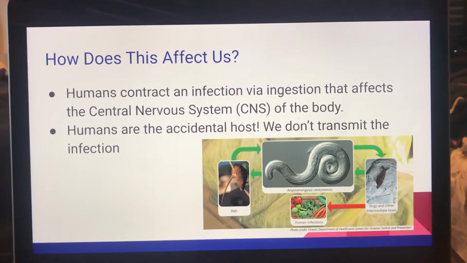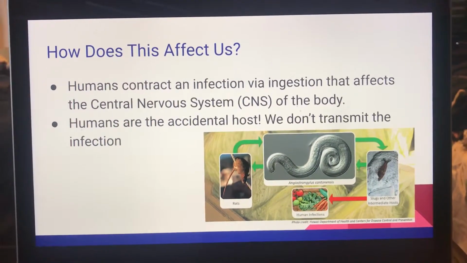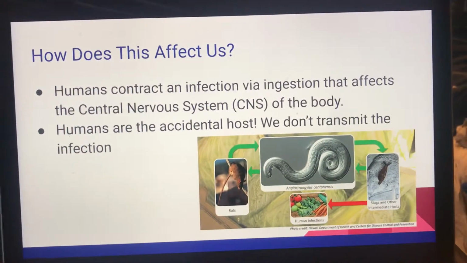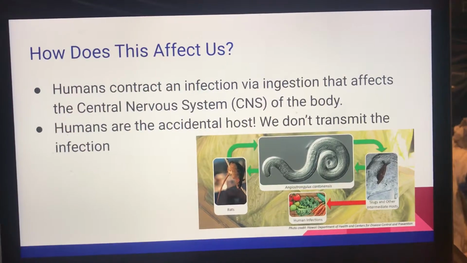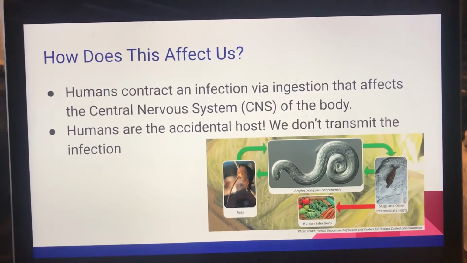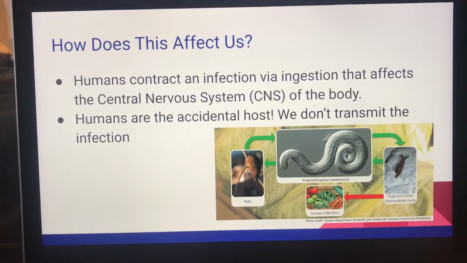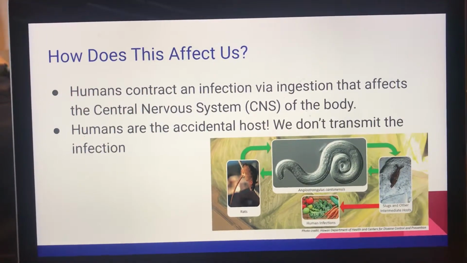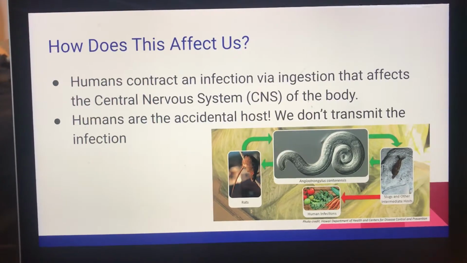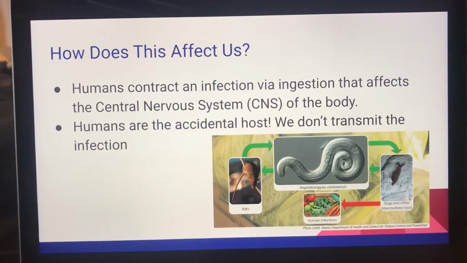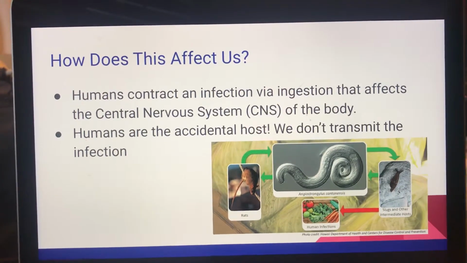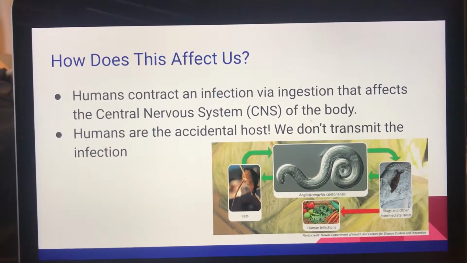Humans contract this via ingestion, and it affects our central nervous system. We are the accidental hosts. We don't transmit the infection, and they can't reproduce in us. So obviously, they wouldn't want to be anywhere near us. They prefer the rats. If you see down there, I have a little picture that shows the rats and the slugs containing the infected parasite, and we get exposed usually through vegetation.